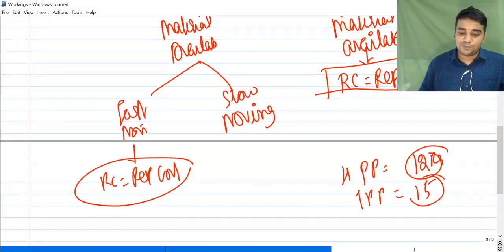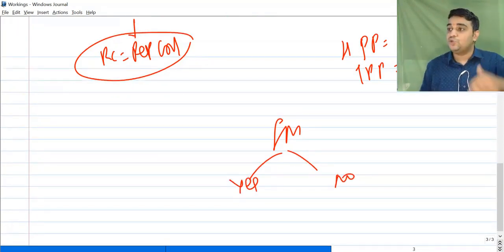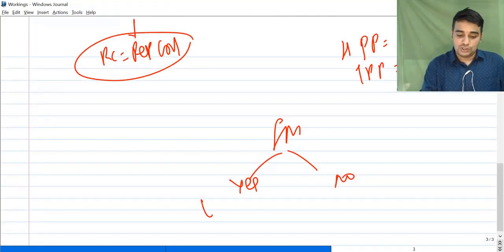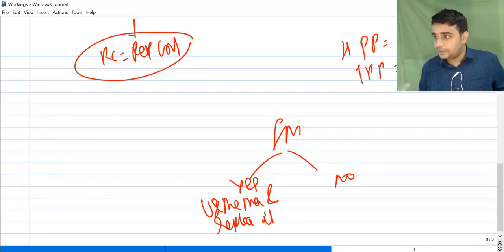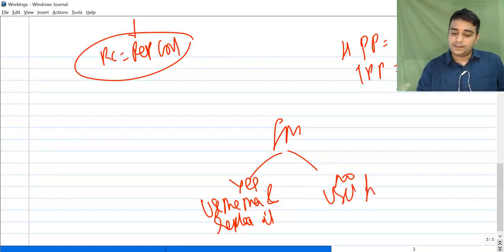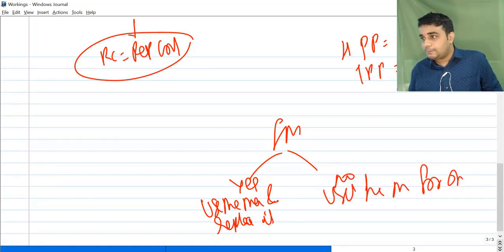So what happens in a fast moving item is, there is a yes side and a no side. In the yes side, yes means you do the project. If you do the project, use the material and replace it. Why do you have to replace? Because you want to use it for some other project. No means use the material for the other project. You will directly use it for the other project.